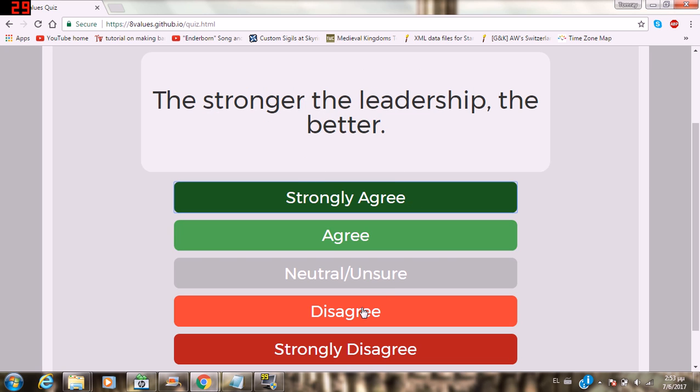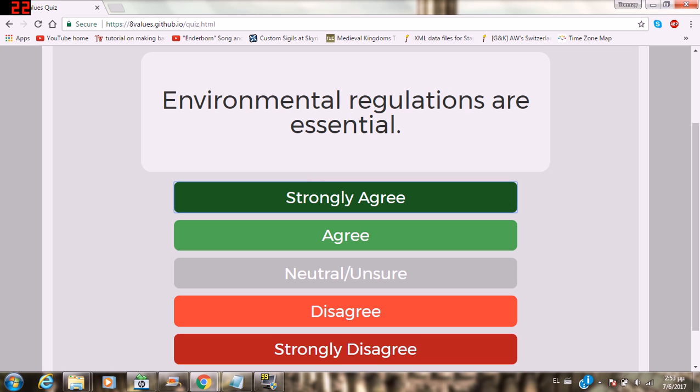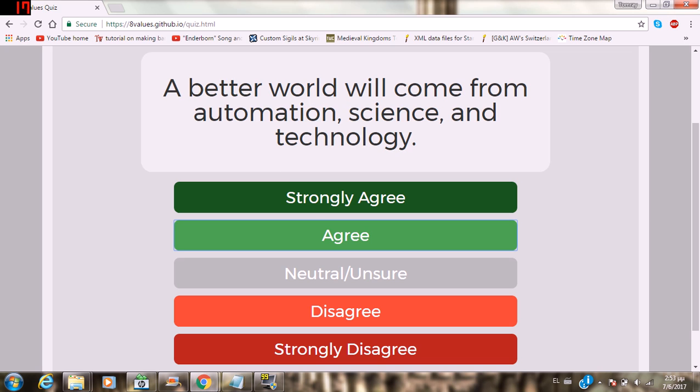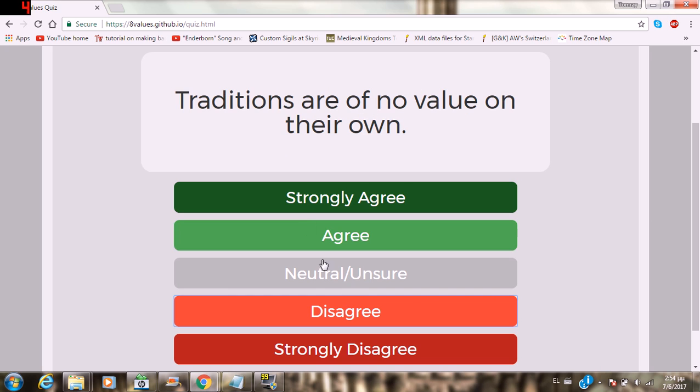The stronger the leadership, the better. Not necessarily. Democracy is more than a decision-making process. Absolutely. Environmental regulations are essential. Yeah. I want a good environment. A better world will come from automation, science, and technology. Yeah. Children should be educated in religious or traditional values. No. Traditions are of no value on their own.